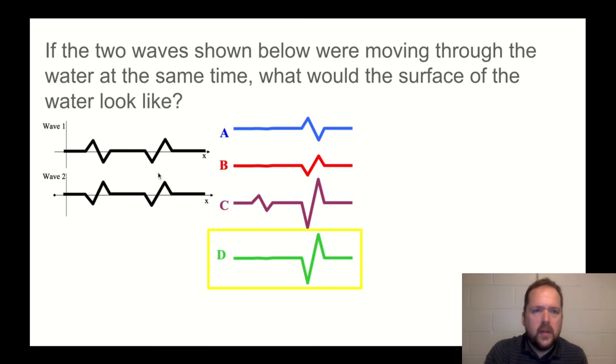On the right-hand side, though, they're both below equilibrium at the same position, so that's going to pull the spring even further below equilibrium. And then, likewise, they're above equilibrium at the same position, so that's going to pull the spring further above equilibrium, which produces a taller spike both above and below equilibrium, which is what we see here in option D.